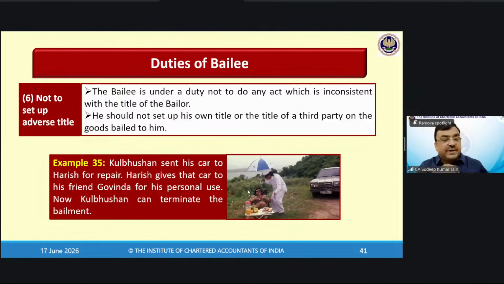See the example 35. Kulbhushan sent his car to Harish for repair. We have discussed this example. Harish gives that car to his friend Govinda for his personal use. Now Kulbhushan can terminate the bailment. So these were the duties of bailee.